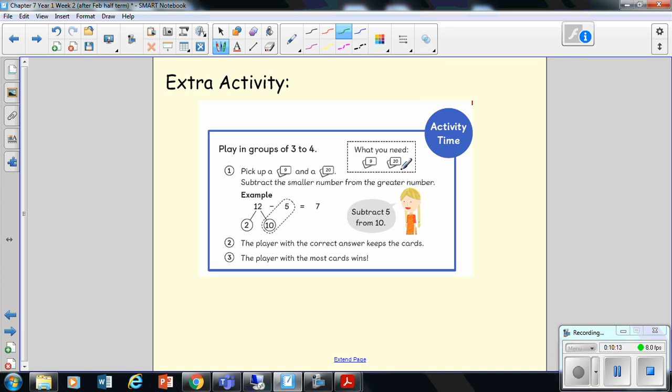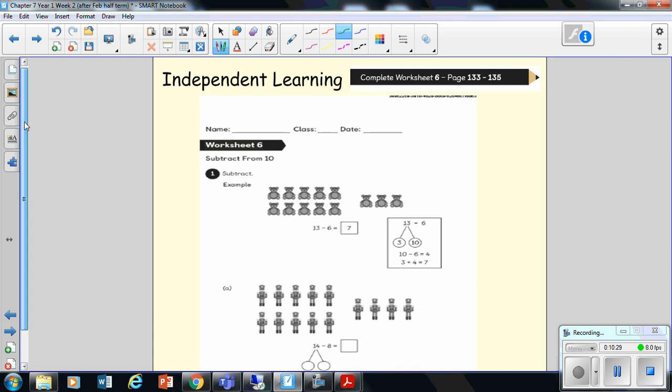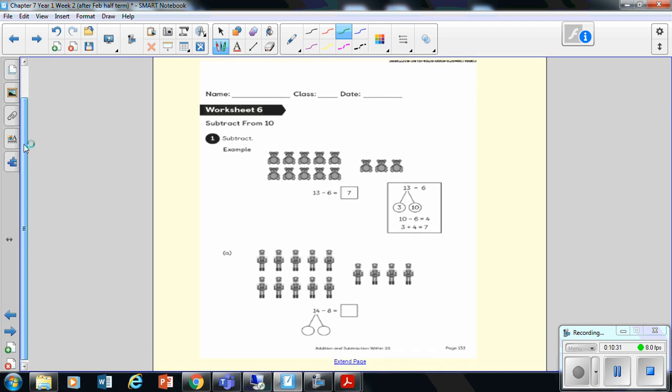It's an optional activity. When you finished your guided practice, however, you go straight onto your worksheet and you're completing today's worksheet from pages 133 to 135. When you're finished with your independent learning, you are done for today's maths.